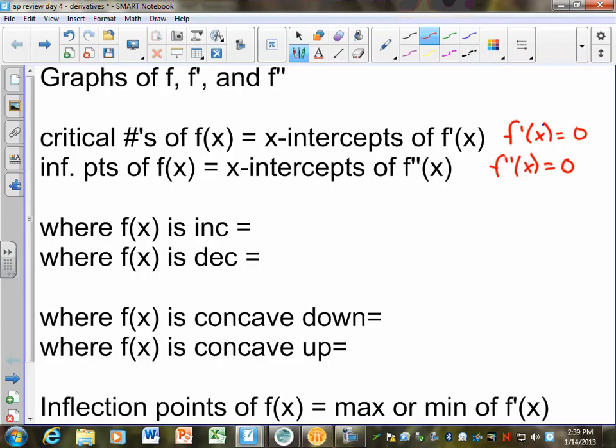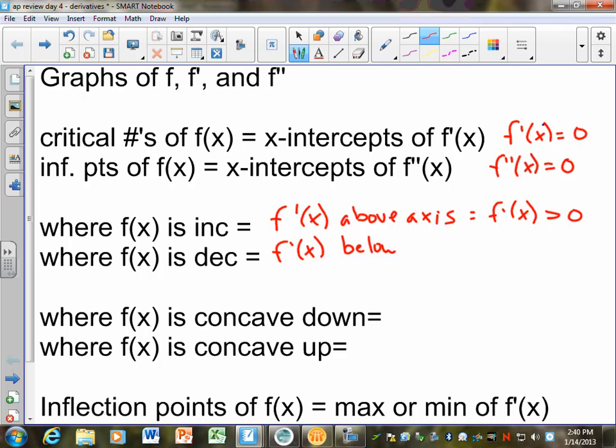And again, just some things I want to make clear to you. Remember, where your function is increasing, it's going to always have a positive slope. Slope is the derivative, so that means we could say that the derivative is above the x-axis, which is another way of saying that the derivative is greater than 0. But above the x-axis on the derivative means increasing, whereas below the x-axis on the derivative means that the original function is decreasing.